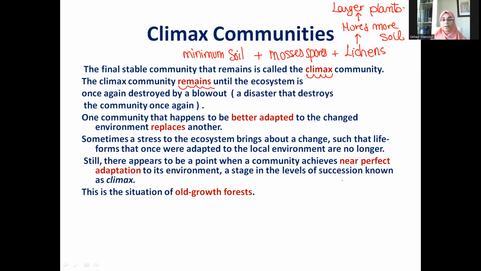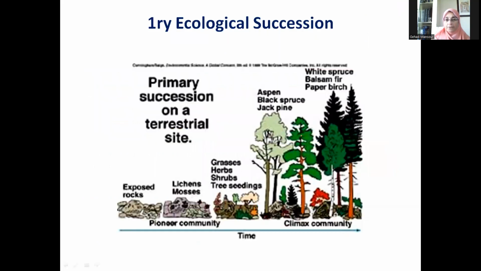Every time, the climax community that stabilizes at the end is the one that is most adapted to the environment. So when we reach the climax community, we reach the community that is nearly perfectly adapted to the environment. A very good example of this are the old growth forests, those forests that have been lasting for thousands of years. Why have they been lasting for thousands of years as long as there are no disasters? This is because they were the most perfectly adapted to that environment.